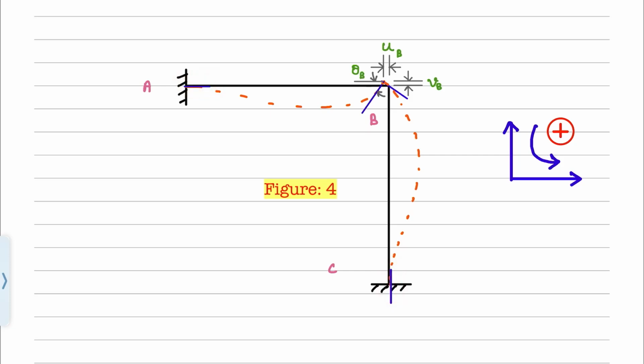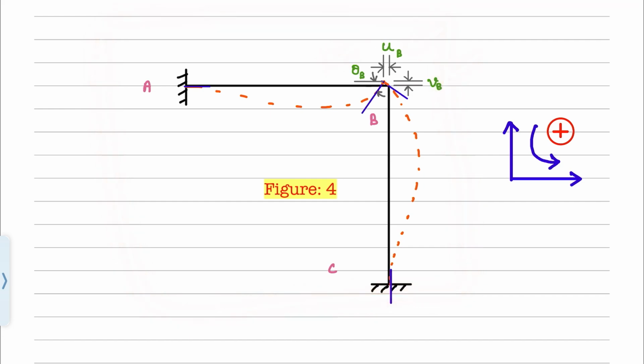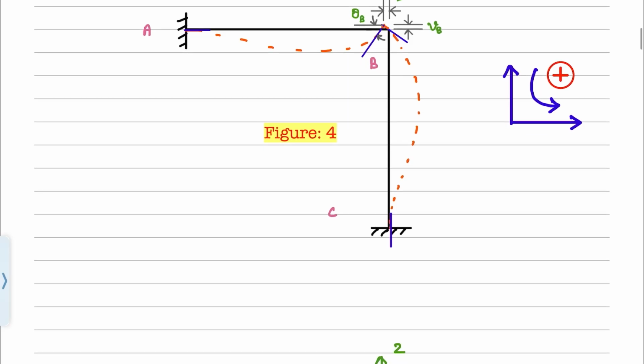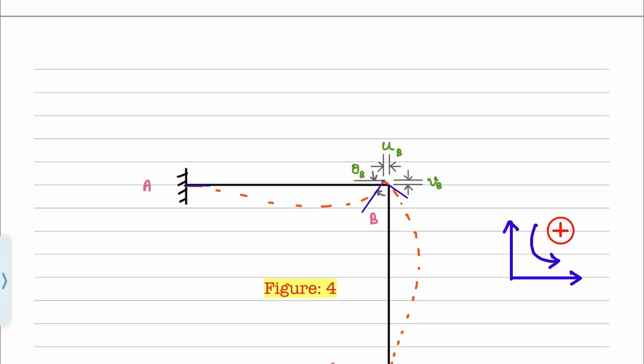So these details are enough now. We'll come back to this later, right? Why do we require this? After carrying out the analysis, once we know the values of UB, VB, and theta B, we can relate them to the actual displacement profile and we can justify our answer. We'll do that later, okay? And I'm going to assign a value of 1 for UB, a value of 2 for VB, and a value of 3 for theta B.